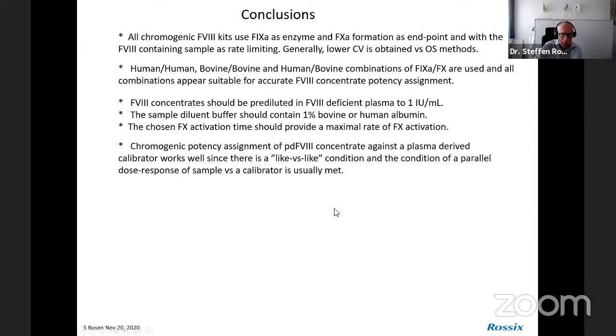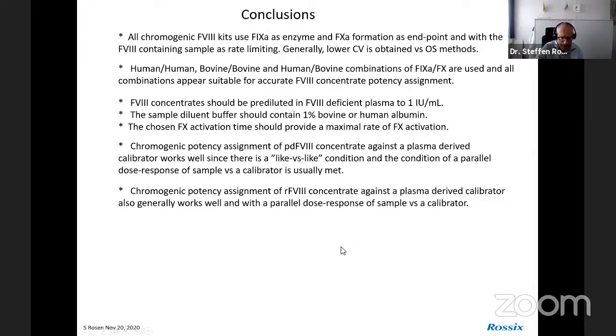Chromogenic potency assignment of plasma-derived concentrate against a plasma-derived calibrator works well, since there is a like versus like condition, and the condition of a parallel dose response of sample versus a calibrator is usually met. This is also the case for chromogenic potency assignment of recombinant concentrate versus a plasma-derived calibrator.